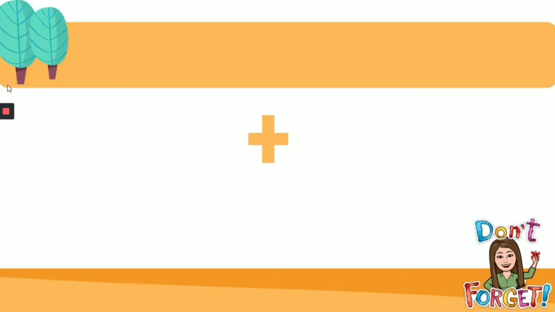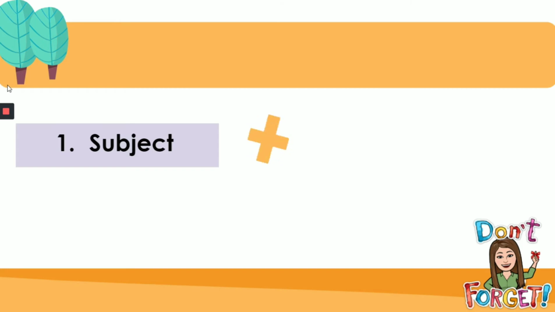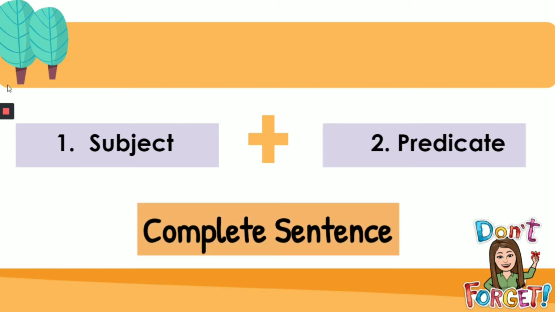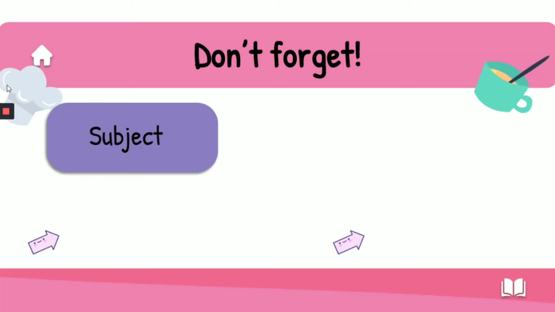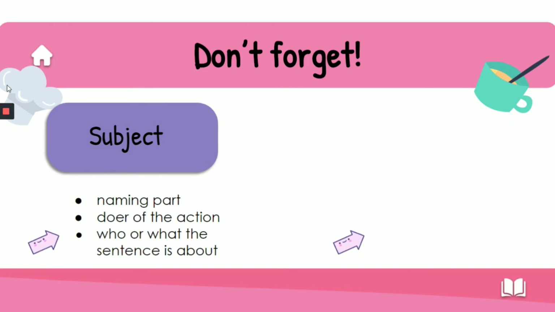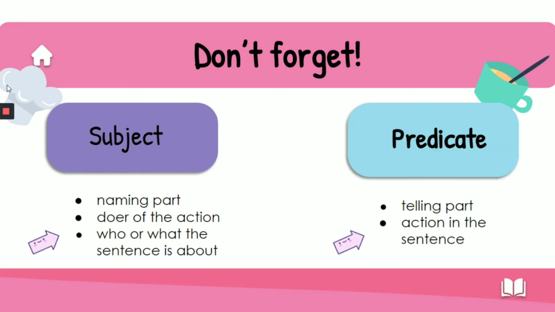Remember, a complete sentence must have two parts. Subject plus predicate is equal to complete sentence. If one part is missing, we cannot have a complete sentence. Again, don't forget this. Subject is the naming part, the doer of the action, and who or what the sentence is about, while predicate is the telling part in the sentence, and it is also the action in the sentence.